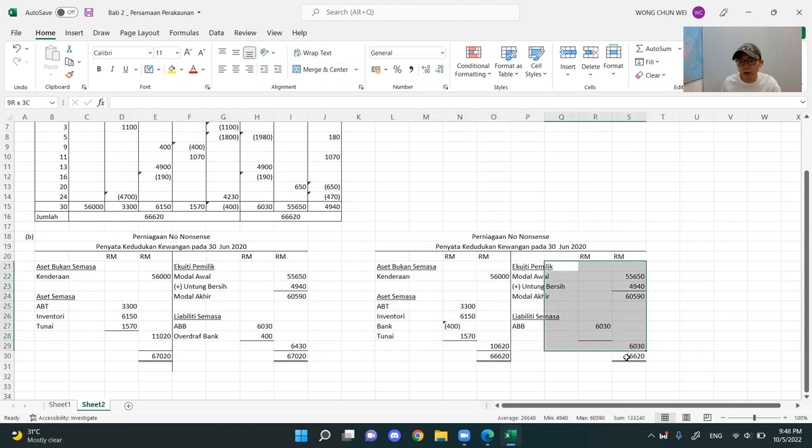And same for here as well. Your equity pemilik plus liability semasa. You're adding this one plus this one plus this one. Same for here. This one plus this one plus this one. You get this one. Can you see it or not? Can you see the bigger picture of this thing? If yes, you give me a C, S-E-E in the chat box. Okay, make sure you see it.